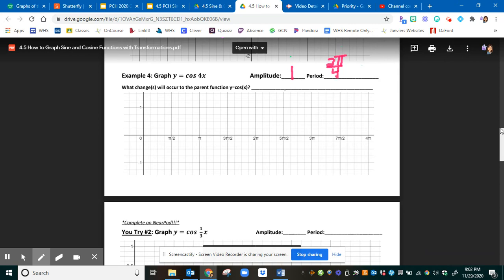Okay, because the b value, remember, is directly in front of the x. So that's going to give us pi over 2, or 1/2 pi. So obviously pi over 2 is going to be less than our magic number of 2 pi. So that tells us that there is going to be a horizontal shrink. That means this graph is moving much faster than the original graph.